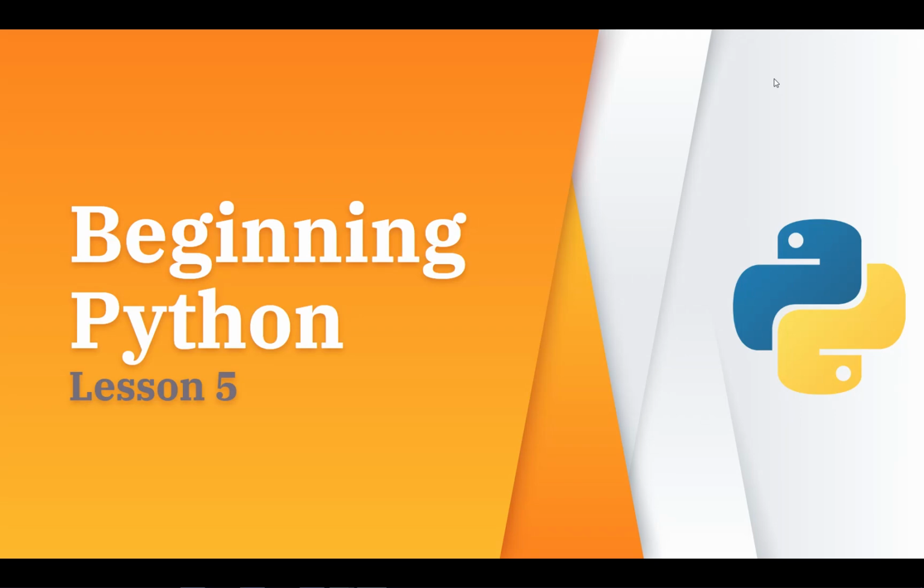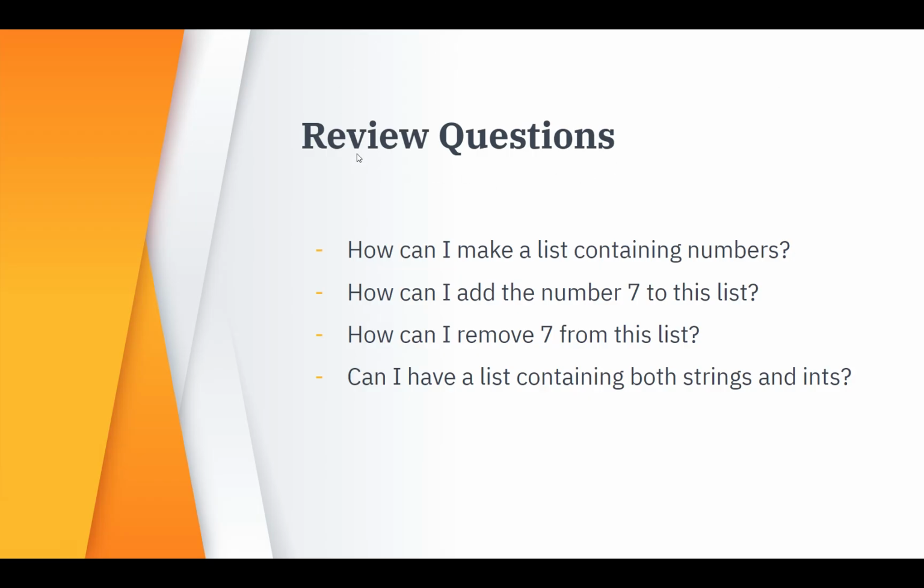This is lesson 5. Before we get started, some quick review questions. Just make sure you can get the answer to these, or go over our previous lessons. How can I make a list containing numbers? How can I add the number 7 to the end of the list? How can you remove 7 from the list? Is it possible to have a list containing both strings and ints? Make sure you know the answers to those questions, otherwise you might need to go back and review some of our lessons.